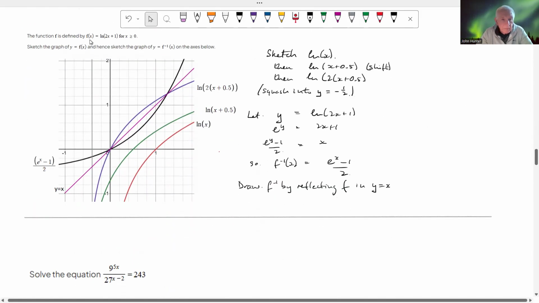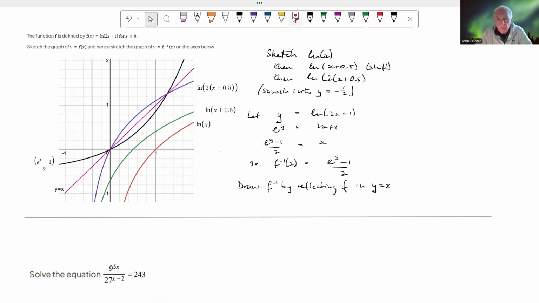Okay, so right. Function f is defined by this, natural log of 2x plus 1. Sketch the graph, and sketch the graph of the inverse of f. Well, I suppose we could plot a lot of points and plot it like that, but usually the thing to do with these is to draw the base graph, the natural log of x as we've got here, and then do a couple of transformations onto it.